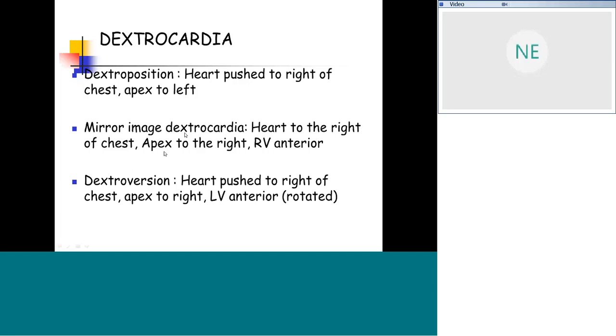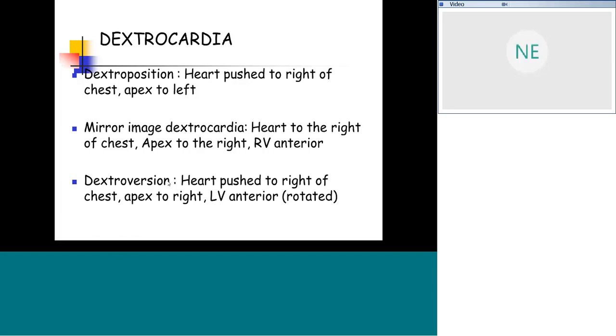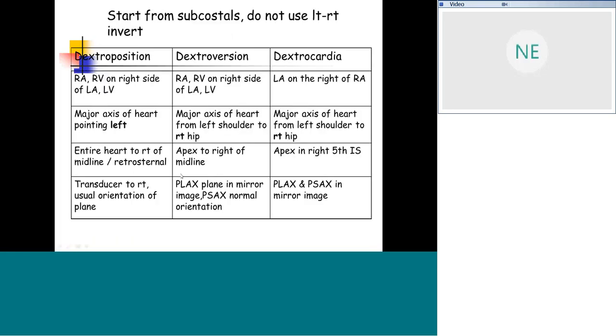Can we differentiate all these 3 on echo? Yes. We can differentiate all these 3 on echo from all the views, and this is the understanding. Basically, we understand that mirror image dextrocardia is situs inversus. So there is no confusion in this. Mirror image dextrocardia has situs inversus, whereas dextroposition and dextroversion have situs solitus.